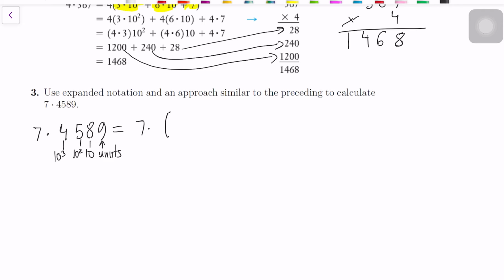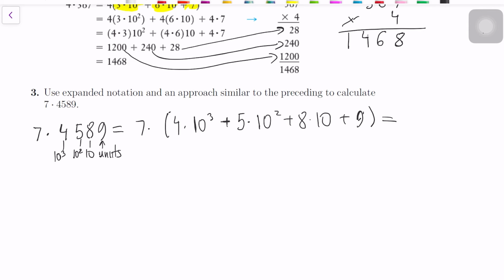We're going to just keep in mind that at the end of this section, we're going to work with different bases, right? So when base changes, it's going to be similar, but instead of powers of 10, you're going to have power of whatever your base is. So I have 4 times 10 cubed. This is 5 times 10 squared plus 8 times 10 plus 9.